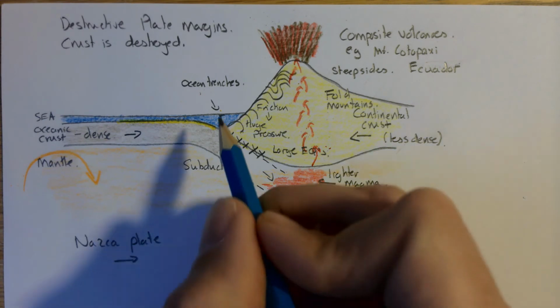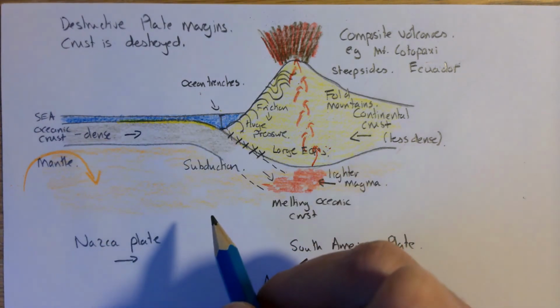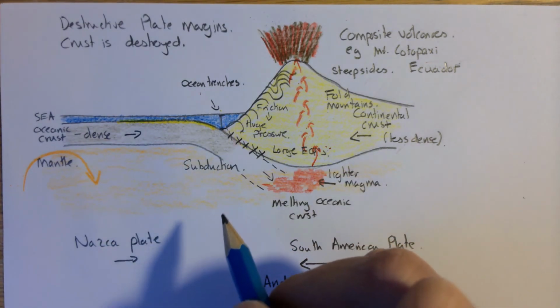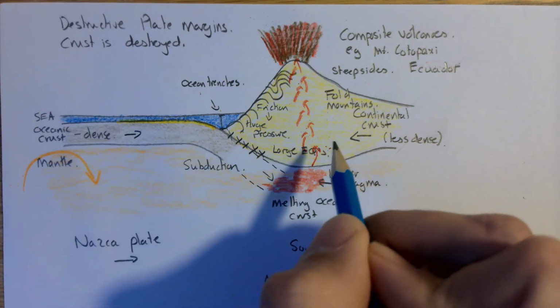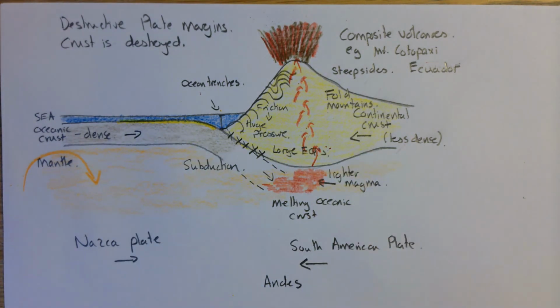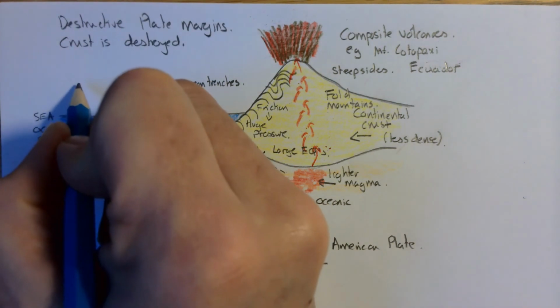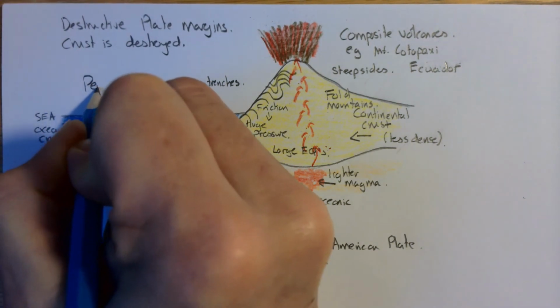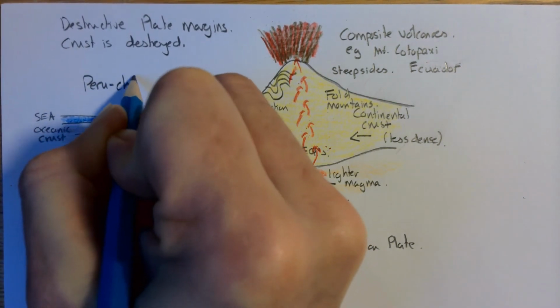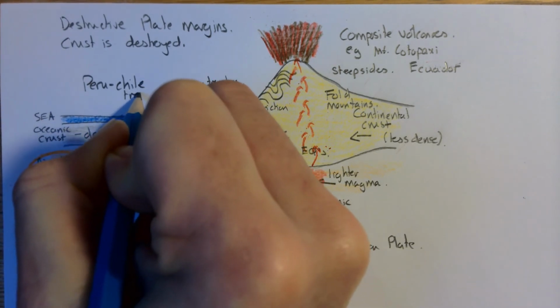So that's your good example of a real-life destructive plate margin. The last thing to say is that the trench where the oceanic Nazca plate and the continental South American plate are meeting is called the Peru-Chile Trench.